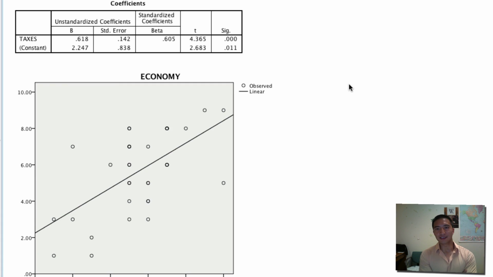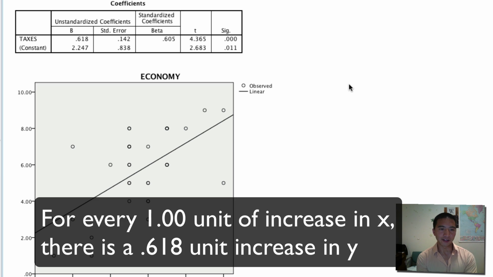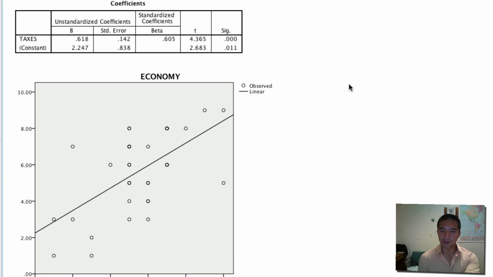What this tells us is that for every single unit increase in x, y increases 0.618. Otherwise, to put this into sentence form, for every 1 unit increase on one's opinion of taxes, there is a corresponding 0.618 unit increase on one's opinion of the economy according to this scale, according to this table, according to the graph, and the y-predicted model.